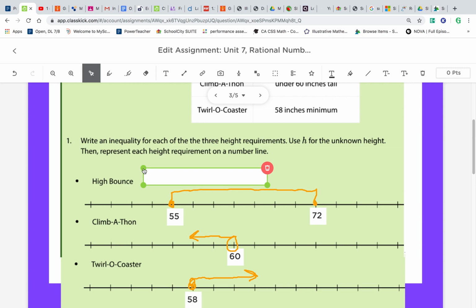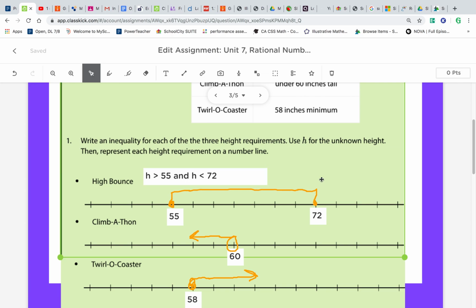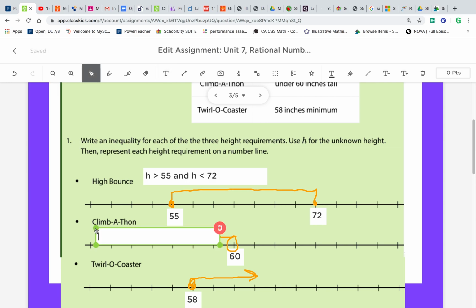We know that for the high bounce, the height has to be greater than 55, and the height also has to be less than 72. All right, so for the Climathon, I'm going to put this inequality down here. The Climathon, it has to be less than 60. Okay, so let me take out the background.